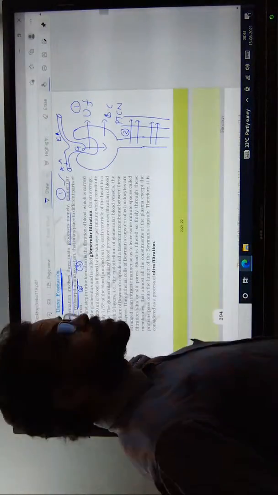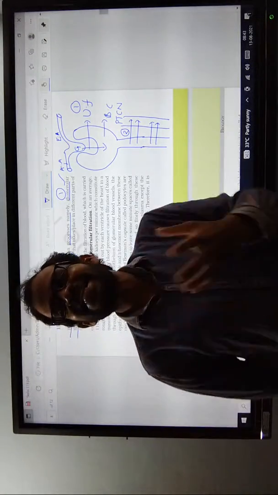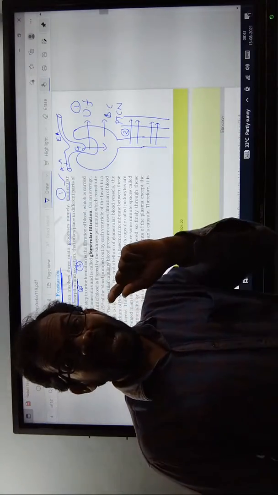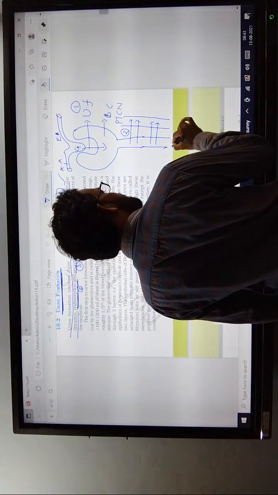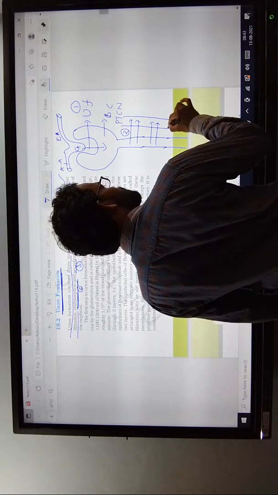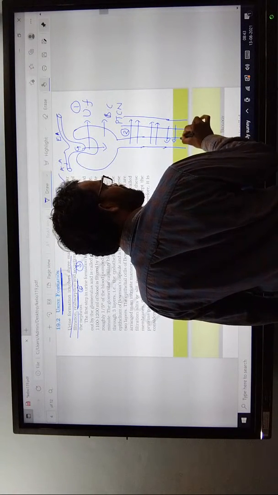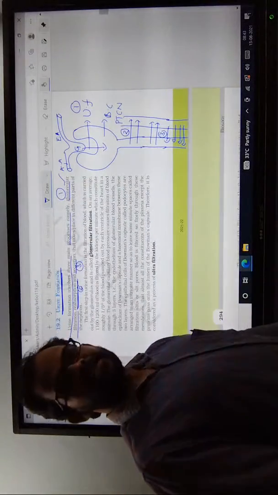Now, what is the third step? It is secretion. Secretion means it is involved between the blood capillaries and renal tubules. See now, this step is between the blood capillaries and renal tubules.